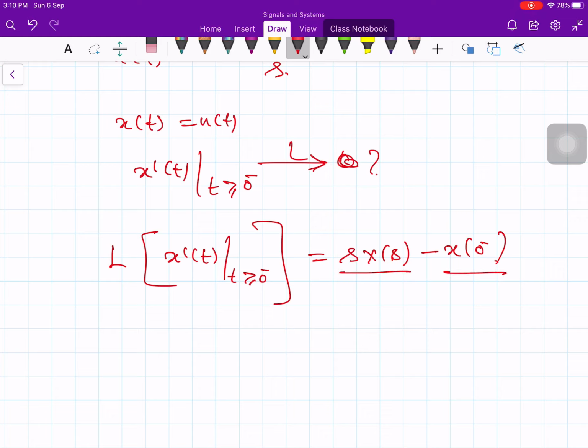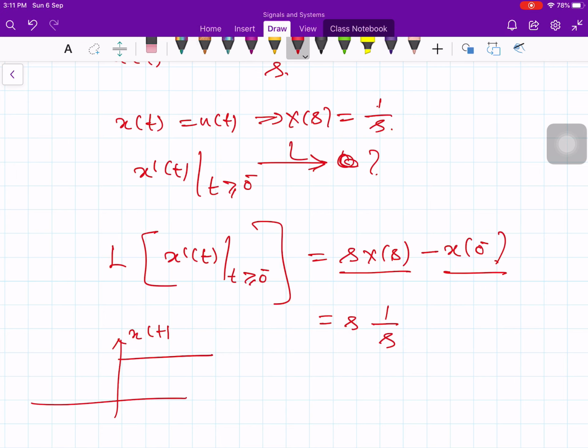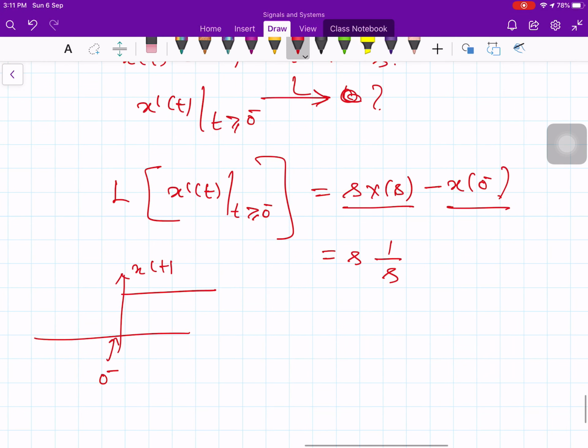Now what is x of s? x of t is a unit step function, right? So x of s equals 1 over s. Therefore I write down here s times 1 over s. Now what is the 0 minus value of this x of t? This is my x of t. It has a jump at this point, and this is my 0 minus. What is the value at 0 minus? It is 0, because at 0 minus it stays at 0, and from 0 plus onwards it is 1. Therefore this will be 0, so it is going to be 1.